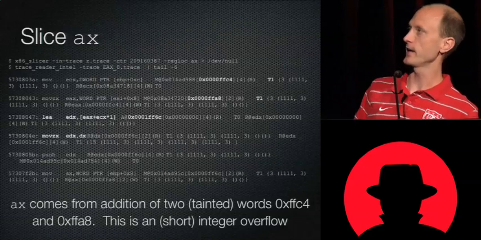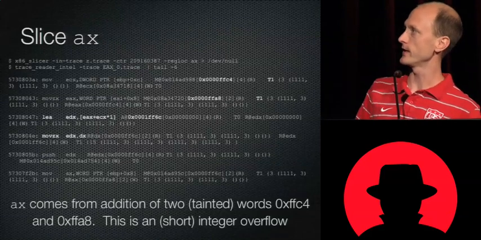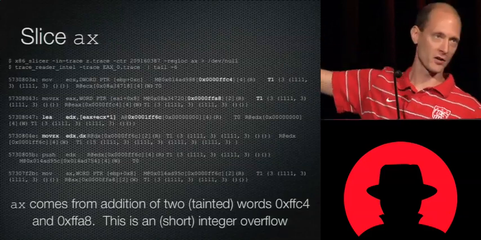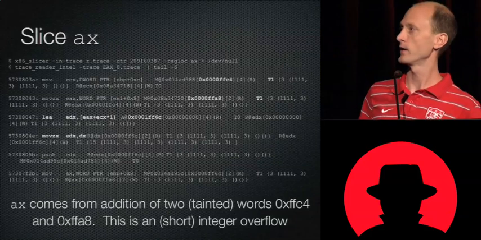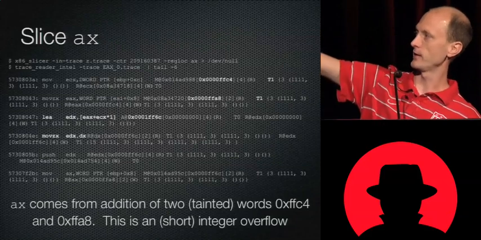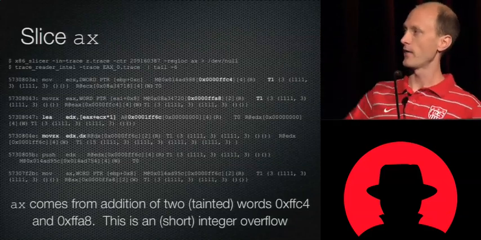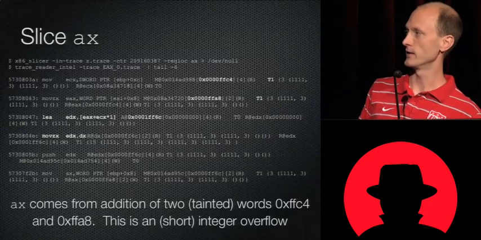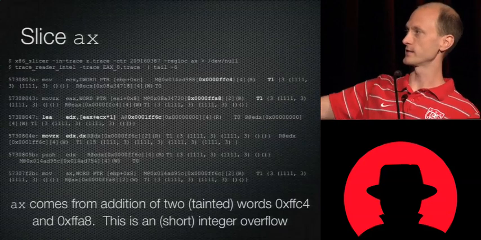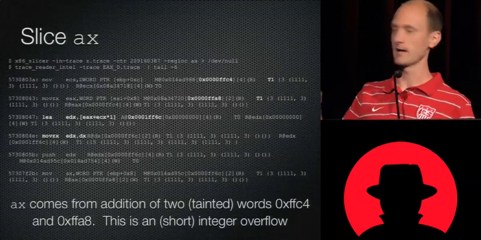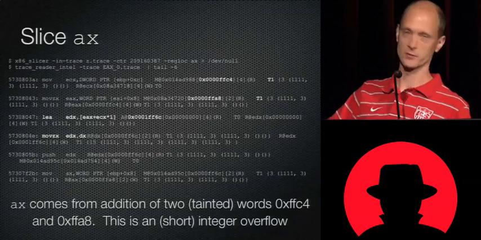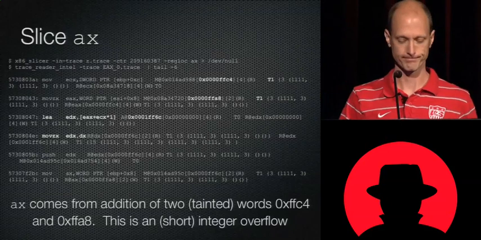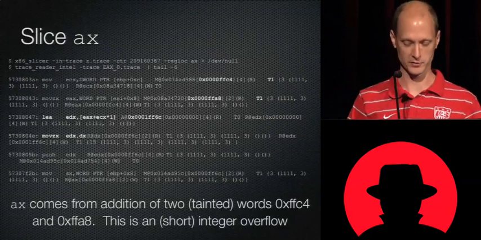Okay, so then we slice on AX. Again, we just run the slicer, and we see that it came from these 2 fairly large words added together, right? And it became 1 FF6C. And then it got moved as a word into EDX. And so then what happened was, instead of being 1 FF6C, it became just FF6C. So there was an integer overflow of the short variety here. And so the allocation was too small. And we were able to figure that out pretty quickly here, just using BitBlaze.